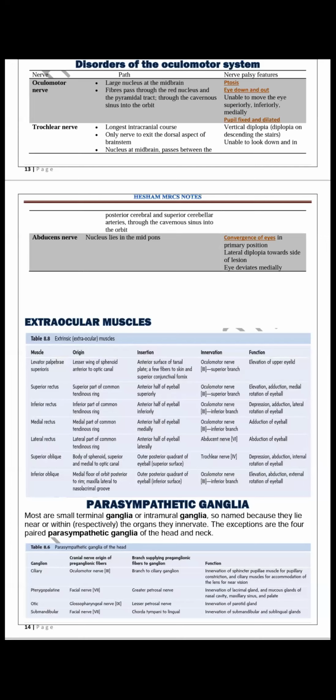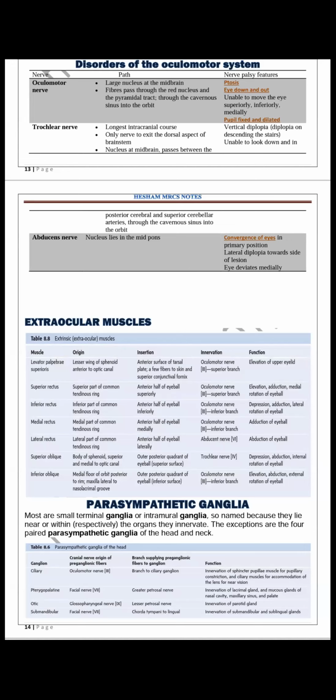Then let's go for the most important topic for our lecture today. This is disorders of the oculomotor system and innervation of the face. What are the disorders of the oculomotor system? You have extraocular muscles. What are the extraocular muscles?